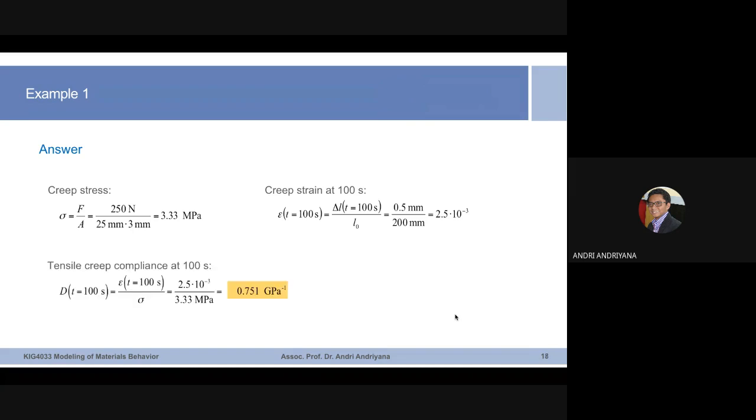So the tensile creep compliance, also at 100 seconds, is simply the creep strain over sigma. So the creep strain we have here, and then sigma is constant 3.33, and then we have here the creep compliance is 0.75 gigapascal to the minus 1. Gigapascal minus 1 means that it is 1 over gigapascal. Okay, I hope it is clear.